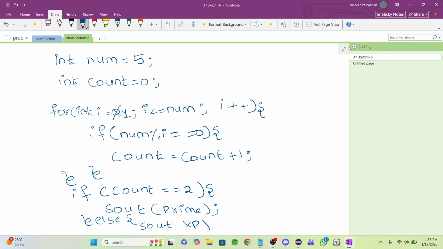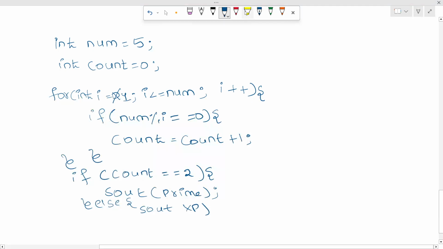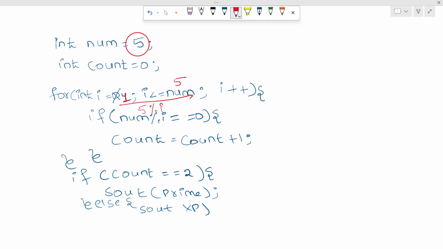Okay, this is our coding part. Let's analyze the code. Initially the number is taken as 5, and I am taking the iterations from 1 to 5. 5 modulo 1, yes, it leaves remainder 0. That means here count is 1. And next 2, no. 3, no. 4, no. 5, yes. That means count is incremented to 2. If the count is 2, we can say that the given number is prime.